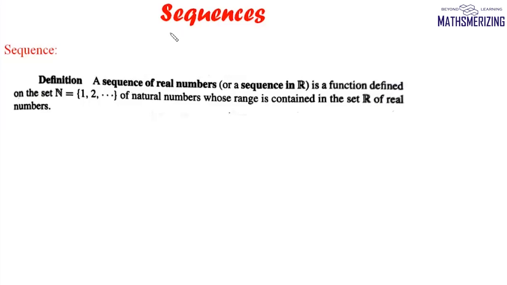Today we'll study sequences. A sequence of real numbers is a function defined on the set N, which is the set of natural numbers, and whose range is contained in the set of real numbers. So any sequence is defined by this function f from natural numbers to real numbers. Now you must have studied many sequences.